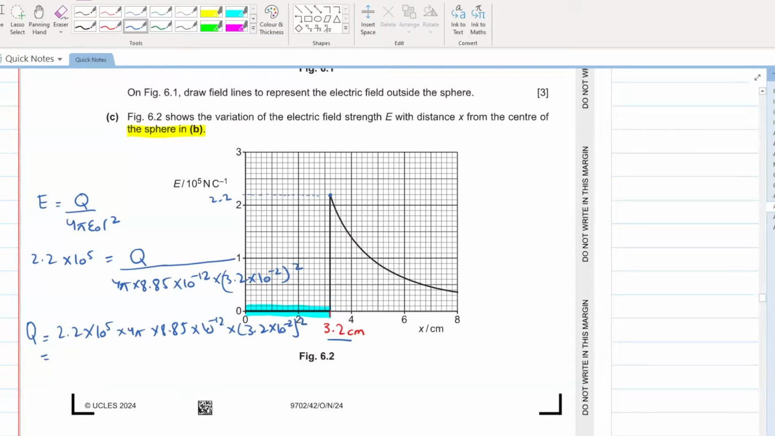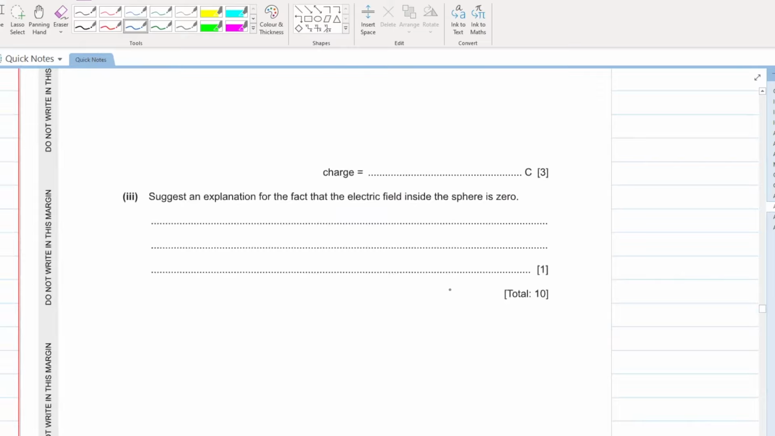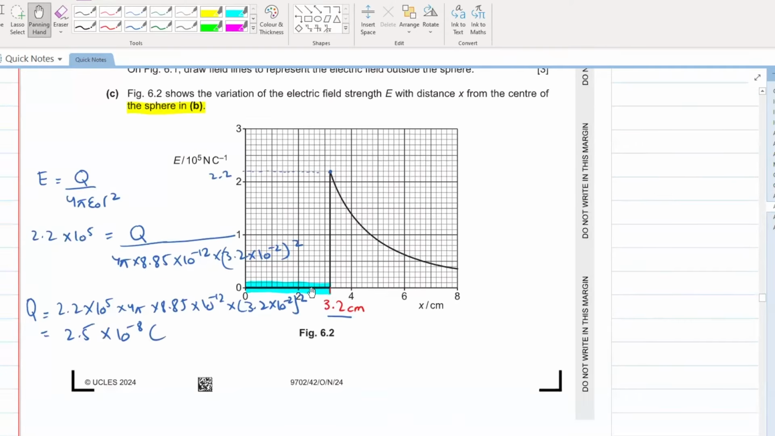Let's further move ahead. State an explanation for the fact that the electric field inside the sphere is zero. Why is the electric field strength inside the sphere zero?